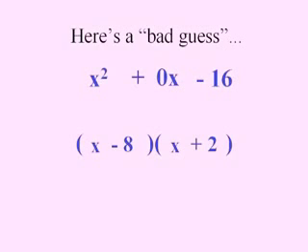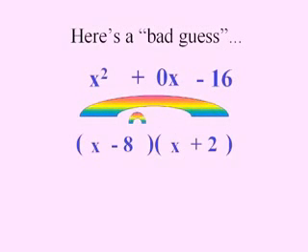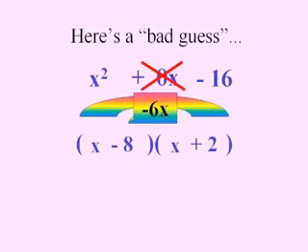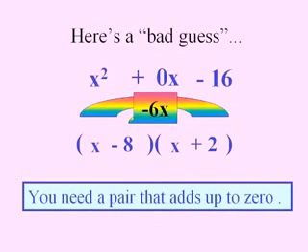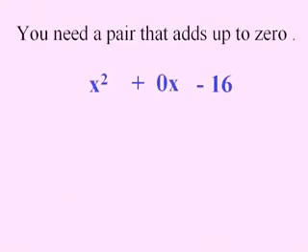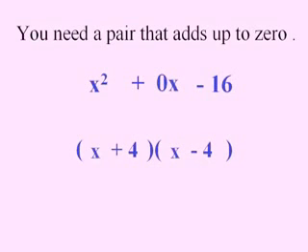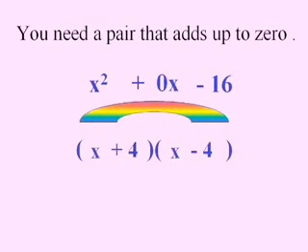Now, why do we know we're wrong here? 2x and minus 8x give me minus 6. Well, we need the pair of second numbers to add up to 0. So what we're going to have is x and x in this case, and what else multiplies to 16? A square. Well, a positive 4 and a negative 4 add up to 0, and you've got your answer.